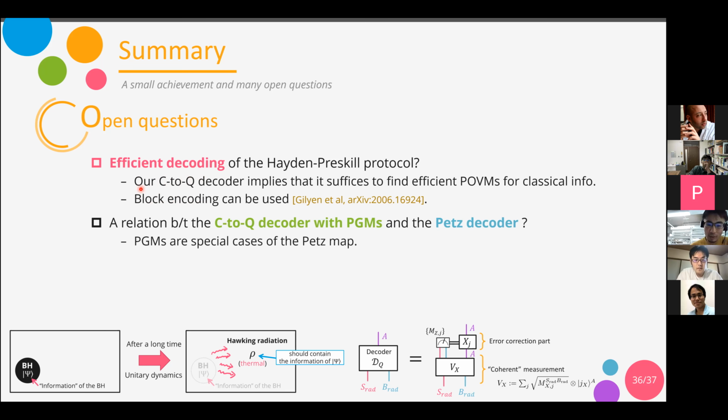Another open question is the relation between our decoder and the PET's recovery map. Indeed, this pretty good measurement is a special case of the PET's recovery map. So I wouldn't be surprised if, at the end of the day, these two decoders are the same, or our decoder is a special case of the PET's recovery map. But at this point, I cannot see the direct connection between these two. So I'm very interested in the relation between these two decoders.